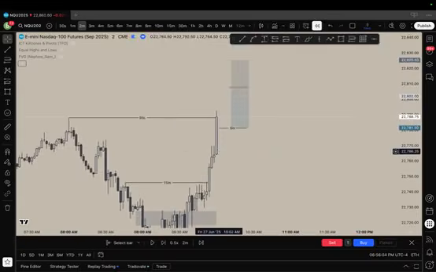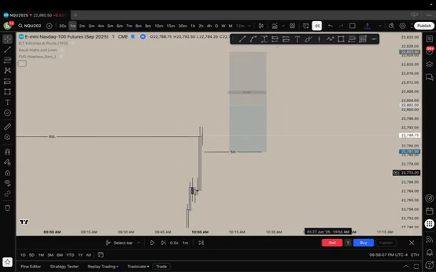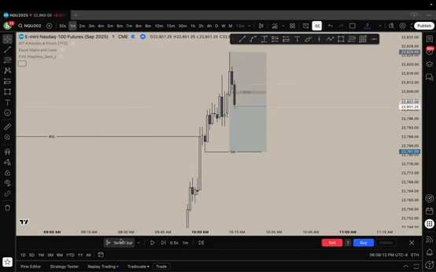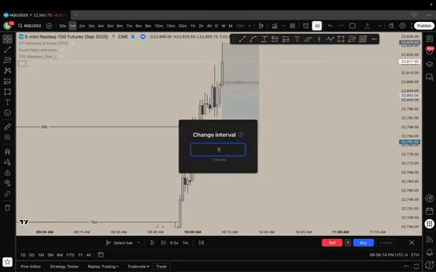Now, after this, what do we also have? Okay, we have another Mech model present itself, right? So we swept out buy side. We end up making another run higher. And what do we have here?